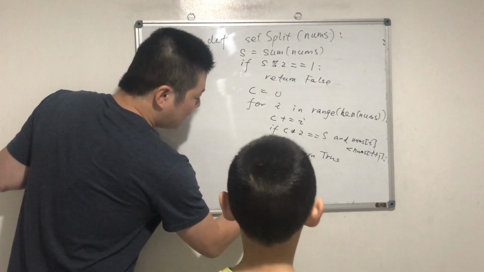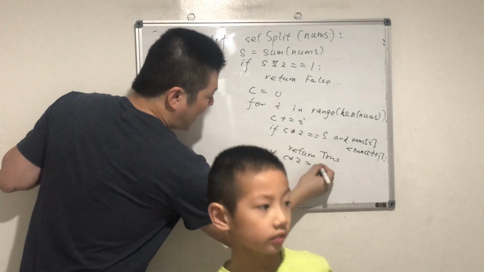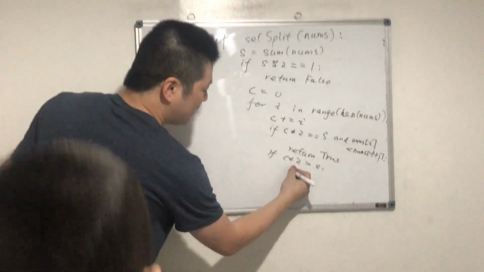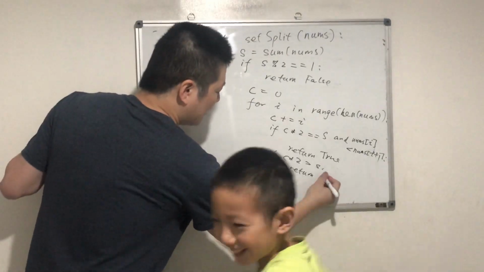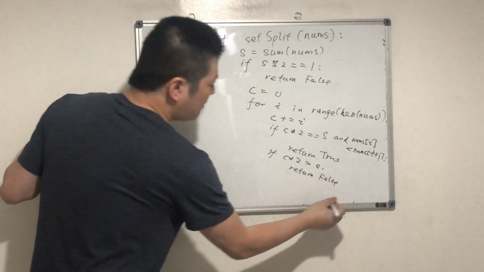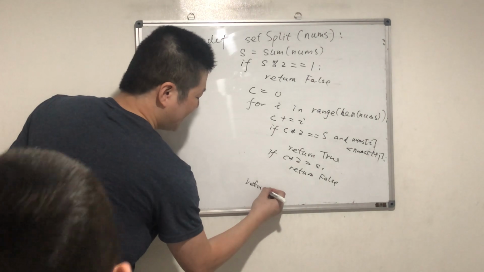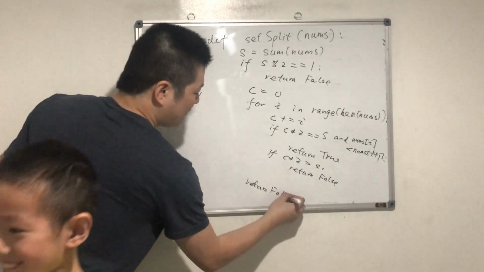Okay, if C times 2 is bigger than S, it means that we are crossing the half, right? We're crossing the half, so return false. And then return false again after this, because we can't find it, yeah? See, I told you. Okay, well done.